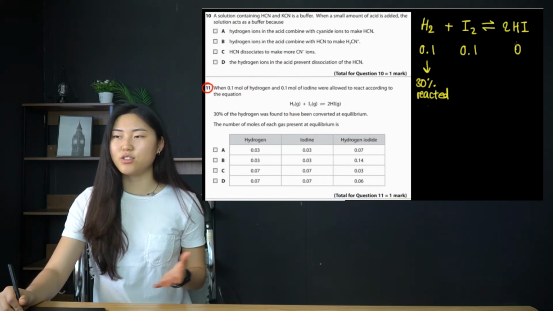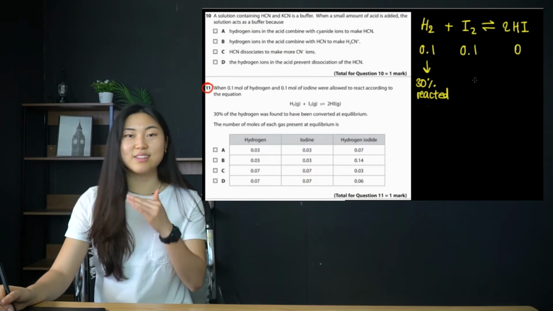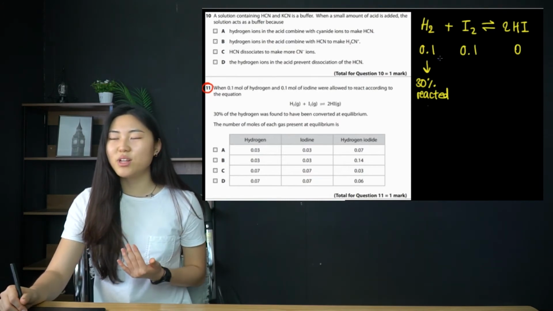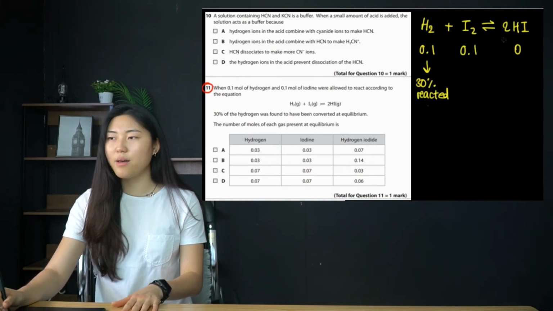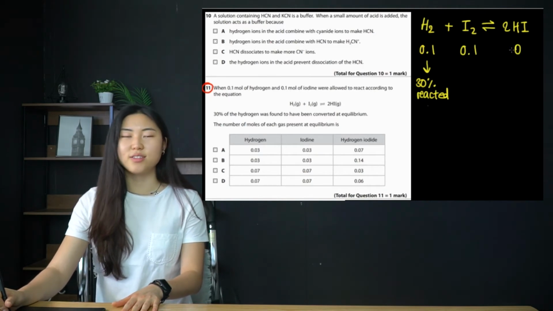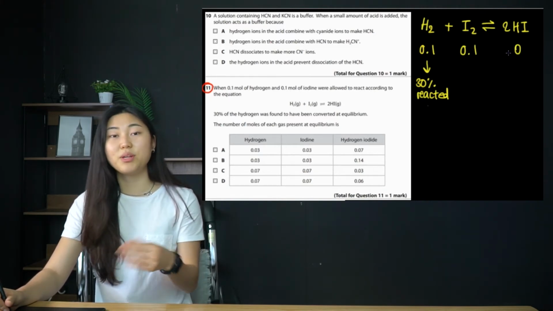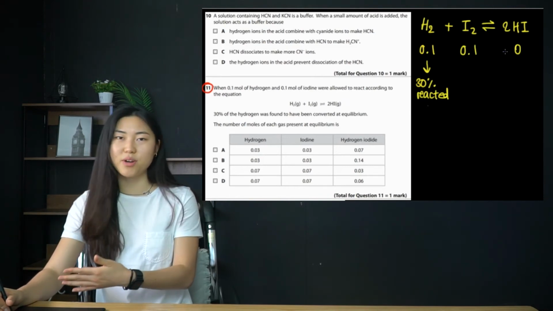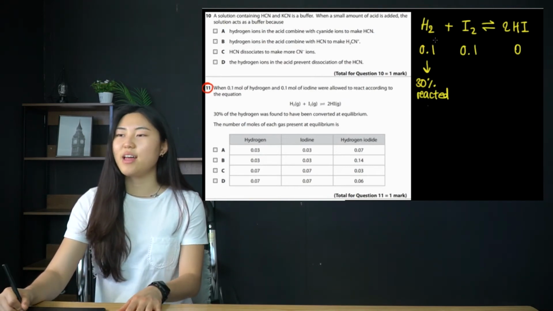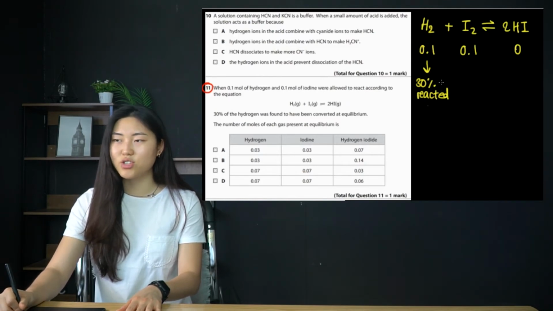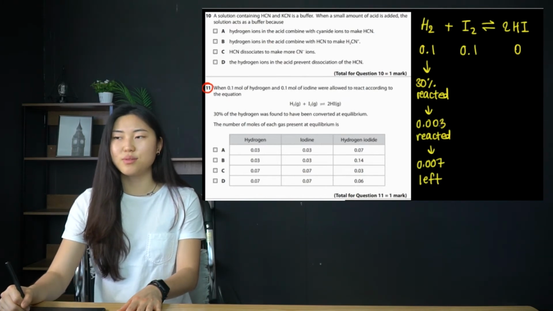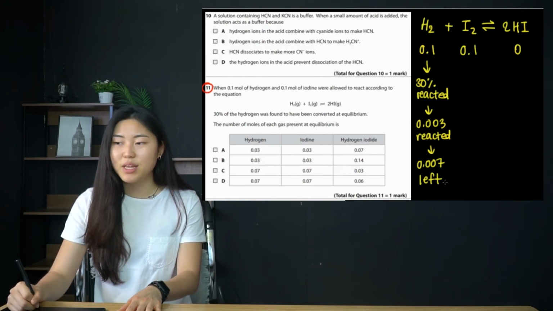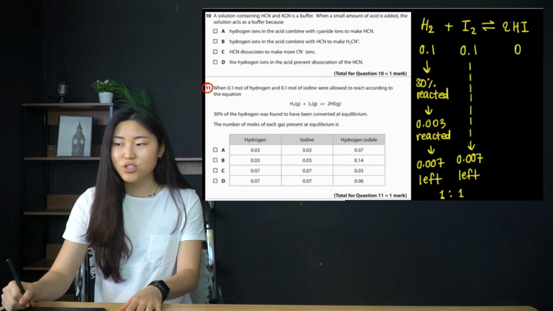So first of all, I just wrote down the equation again so that I can write down all the calculations. Initially we have 0.1 of hydrogen and 0.1 of iodine, okay? And we don't have any HI to start with, right? Because we just put in the reactants and they're going to react to produce products, but initially we don't have products. And we know that 30% of hydrogen has reacted, meaning that that's basically 0.003 moles reacting, so we're going to be left with 0.007 moles of hydrogen, okay?